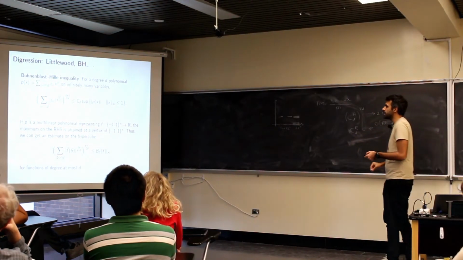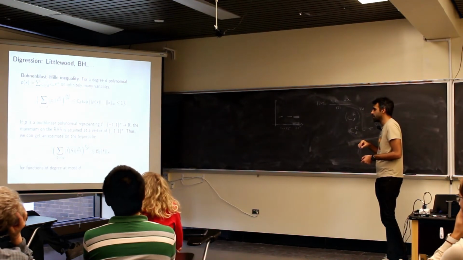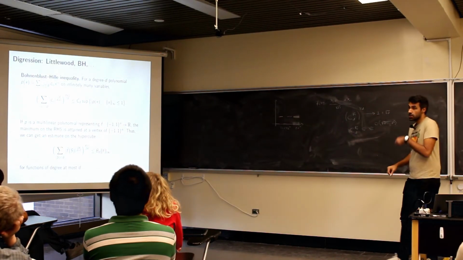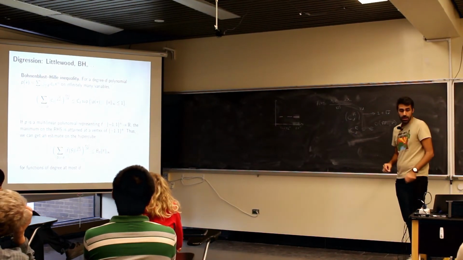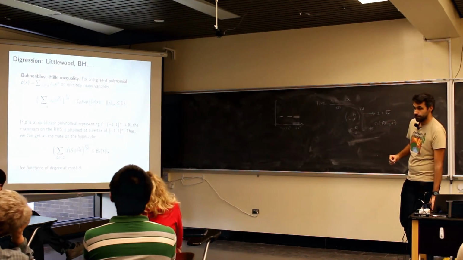So what we have on the right-hand side is simply the L infinity norm of f, and what we have on the left is this LP norm of the Fourier coefficients of f. So this is in fact an inequality which, restricted to multilinear polynomials, becomes an inequality on the hypercube.